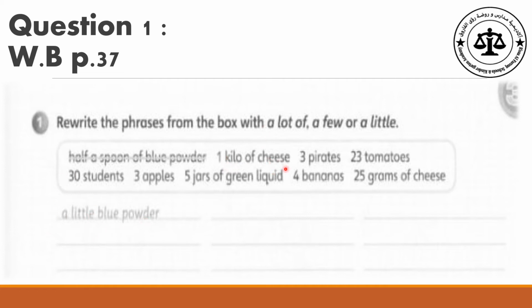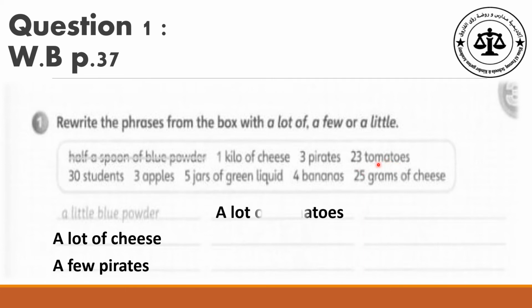1 kilo of cheese. We have a large number of cheese, so what can we say? Excellent. A lot of cheese. 3 pirates. 3 pirates is a small number of pirates, so we use, excellent, a few pirates, because pirates is a countable noun. What about 23 tomatoes? 23 tomatoes is a large number of tomatoes, so we use a lot of tomatoes.